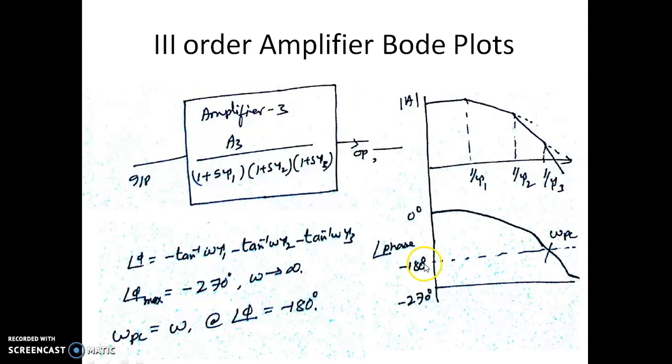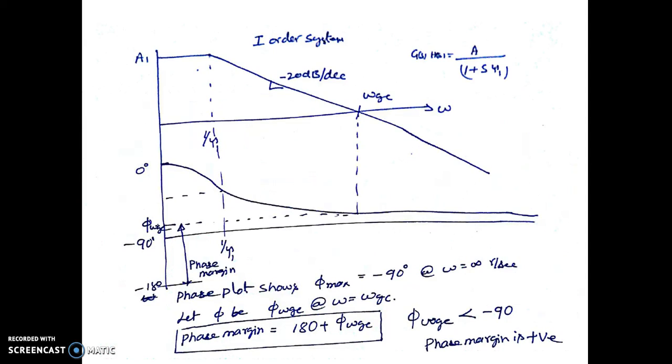So where this phase crosses minus 180 degree, that is called omega pc, which is equal to that value of omega where the phase is minus 180 degree. So we define one more parameter now, the phase crossover frequency. Phase crossover frequency is that frequency where the phase of the system, the phase of the amplifier, is minus 180 degree.